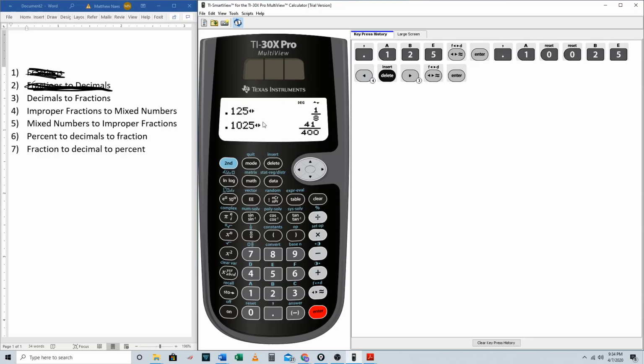That's how we convert any decimal. You type in the decimal, press again the double arrow. It's above the enter button, and then press enter. It'll convert it to a fraction. Again, this will convert decimals to fractions and fractions to decimals.